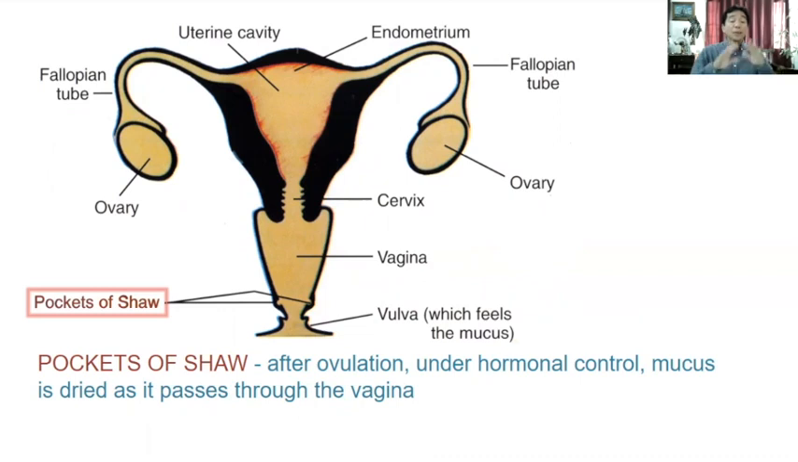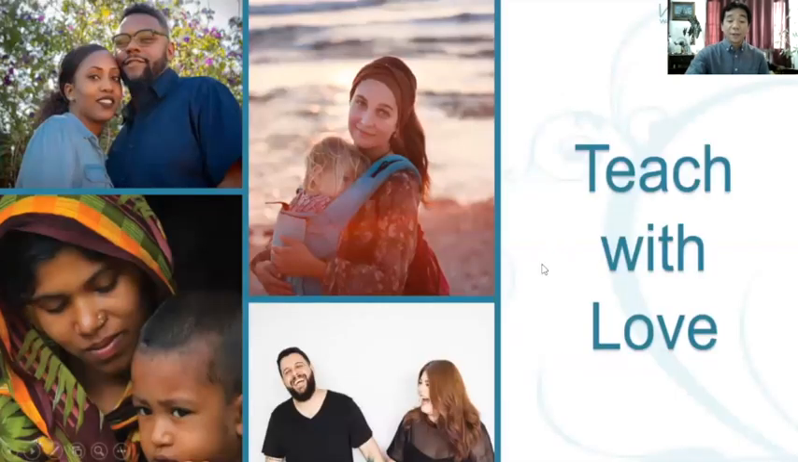The pockets of Shaw will be very active after ovulation through the influence of the progesterone. The progesterone will go to the pockets of Shaw and tell the pockets of Shaw after ovulation to make all sensation dry. Kaya ikaw ay tuyong-tuyo kapag katapos mong mag-ovulate. If there will be a discharge, no, those discharge will be dried up because of the pockets of Shaw. Clear?